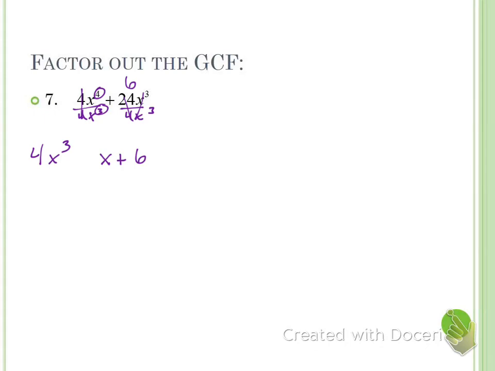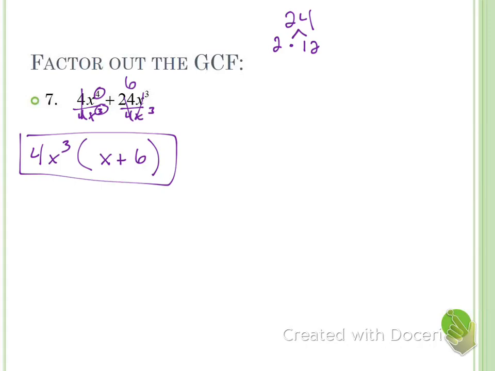Now, the idea is I'm trying to break this down into factors, kind of like 24. If I were going to factor this down, I could factor it into 2 and 12, because 2 times 12 would give me 24. Now, these are two factors, 4x to the third and x plus 6, that if I multiply them together will give me 4x to the fourth plus 24x to the third. So I have to make sure I create this multiplication problem when I'm done factoring. And so this is what that would factor down into.